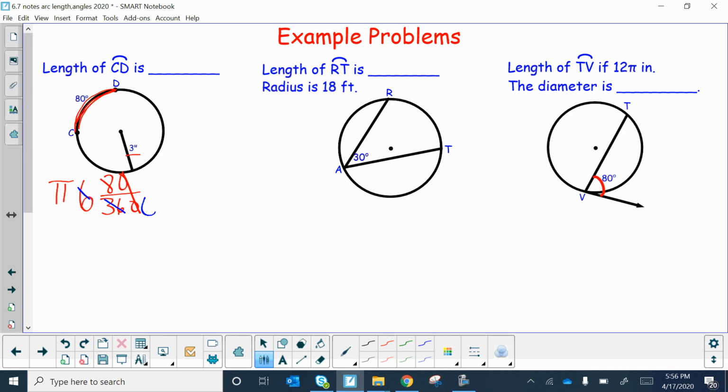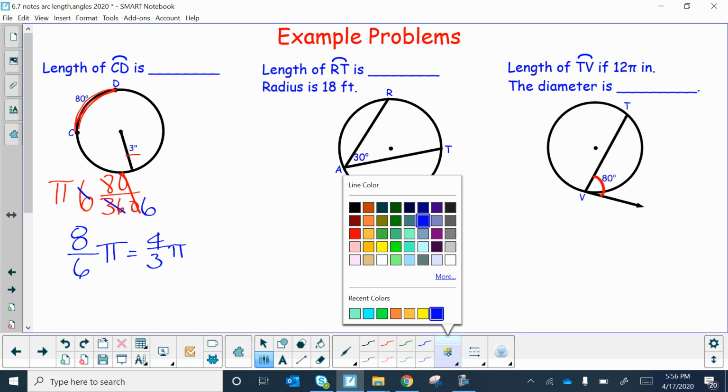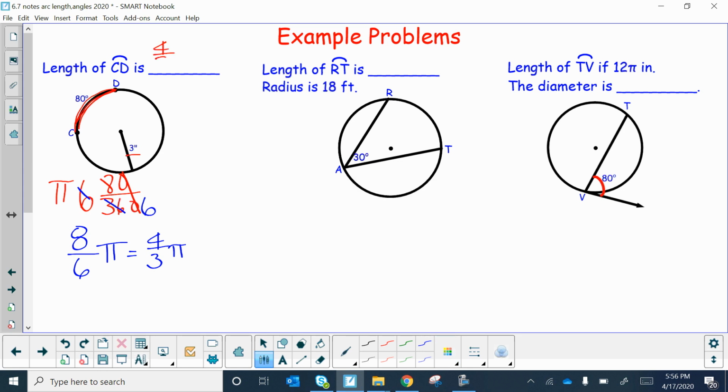6 goes into 36 6 times. I'll have 8 on top, so that's like saying 8 over 6 times pi, which reduces to 4/3 pi. And that would be the exact answer up here, 4/3 pi inches.